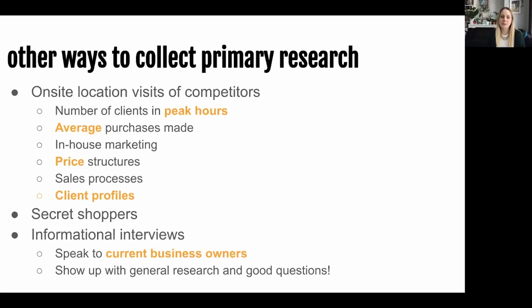Other ways to collect primary research include on-site location visits of competitors. So things like sitting on a bench across from a store or heading into the store and determining the number of clients in peak hours, the average purchases made, so how many products or how much they're worth, in-house marketing, what they have, how they promote their business inside the stores, the different price structures for different product types, sales process. So what does it look like when the customer walks in the door to when they walk back out?